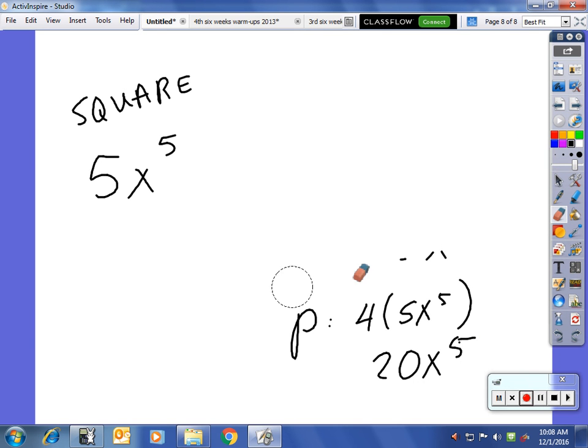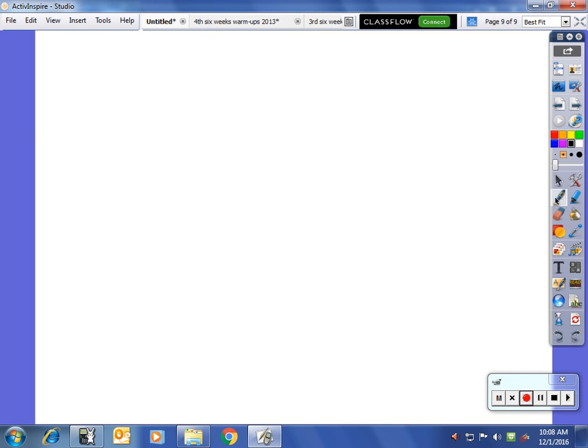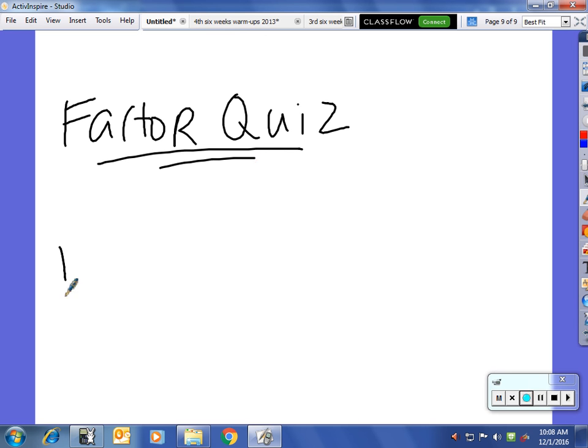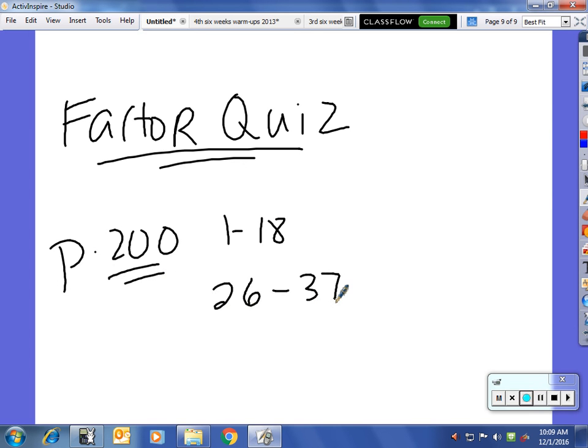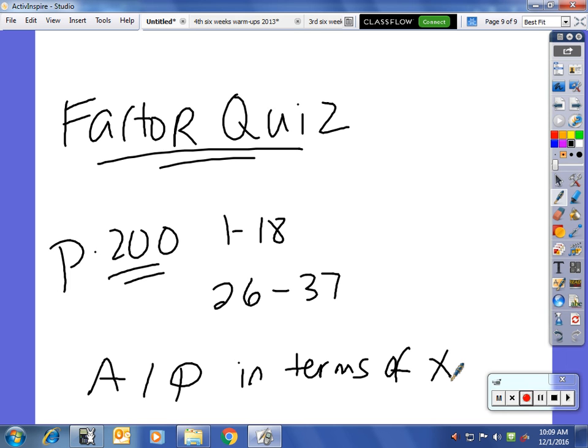Okay, now tomorrow's test. You've got to be ready for tomorrow's test. Anything that was on your factoring quiz, which I already passed back to you, so you better study that. You better make sure you know how to do all those problems. Also, page 200, we're about to grade 1 through 18, and then we're going to do the second half tonight for homework. So anything on page 200, 1 through 18, and then today we're going to do 26 through 37. All of that you better know how to do before you see me tomorrow. And then the other thing is area and perimeter in terms of x, which I gave you back your quiz, and we've gone over several warm-ups. That will be on the test.